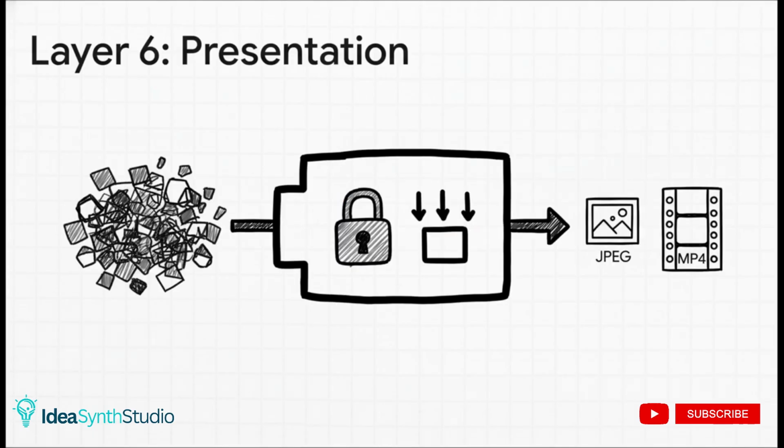Next up is the presentation layer, which is our universal translator. It takes all that data coming from the network and makes sure it's in a format that the application can actually understand. This is where really important stuff happens, like encryption to keep your data safe and sound, and compression to make files smaller and faster to send. It's what turns raw data into a recognizable JPEG image or an MP4 video file.